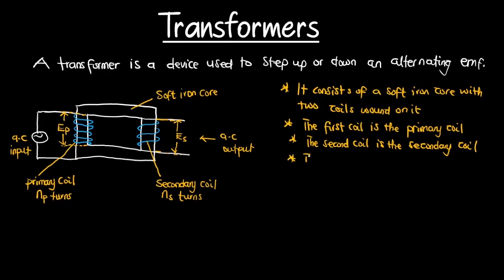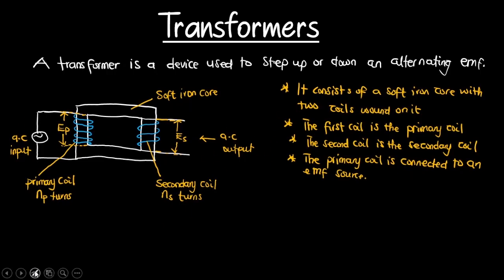Okay, the primary coil is connected to an EMF source, which is the AC input that we have over here. So this is basically the description of what a transformer is. Now let's make some deductions from this, right? Let's do some deductions and see how best we can move from there.